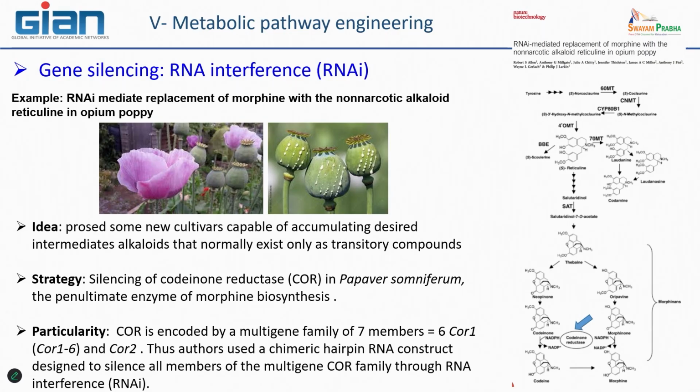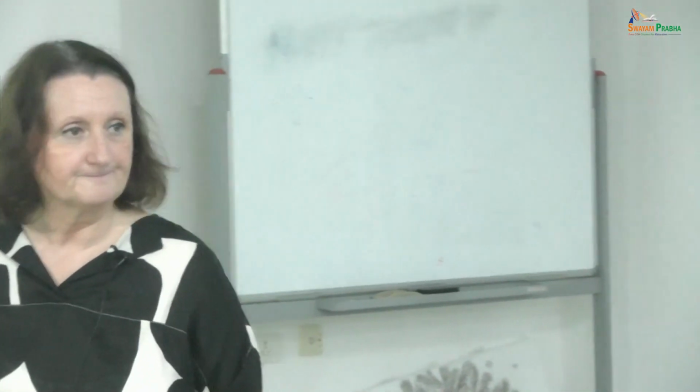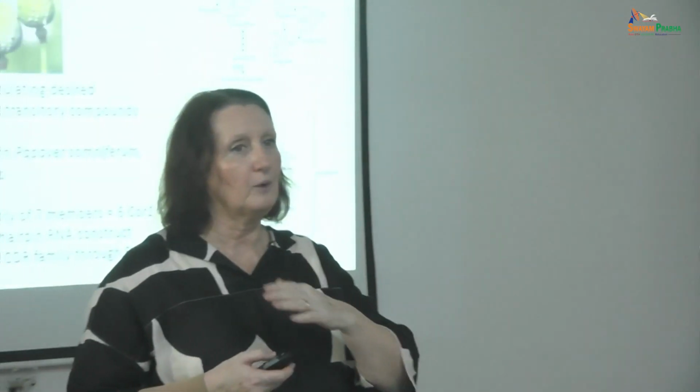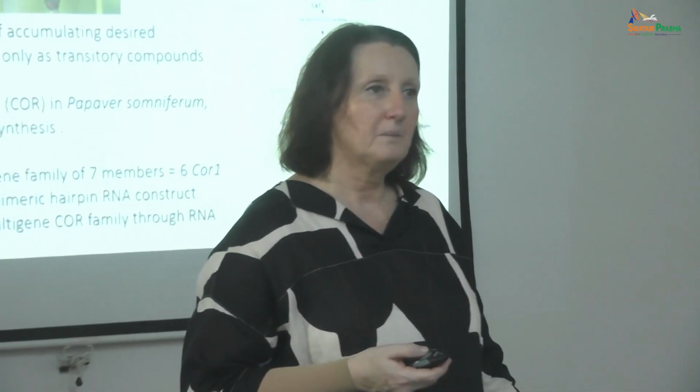So I ask you a question. Now you have an idea of the strategy. How can we silence all the 7 genes at the same time? There are 7 members, or 7 copies, of the gene. So what can you do using RNAi? We are planning to use that strategy to silence all 7 at the same time, not one by one, but all together. What can you do? Something to really think about.